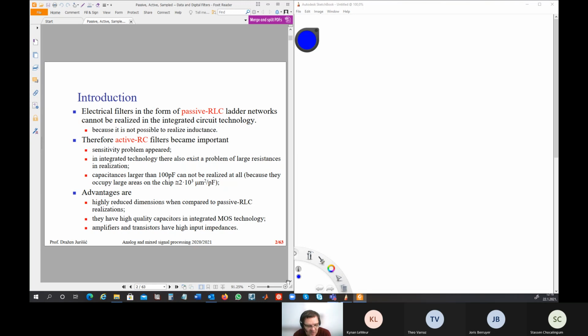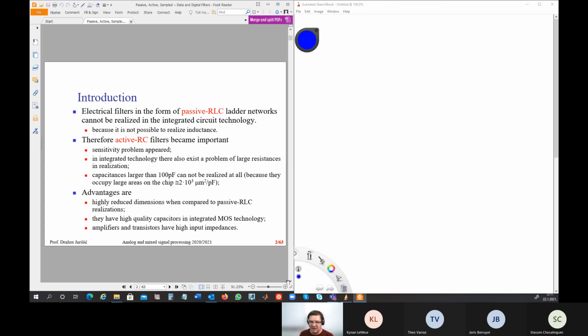Okay, so if you want to measure an electroencephalogram, this is measuring voltages of the human body, of the brain, then you will obviously need very low frequencies, and this will be a problem. What are the advantages? Active RC filters are highly reduced.